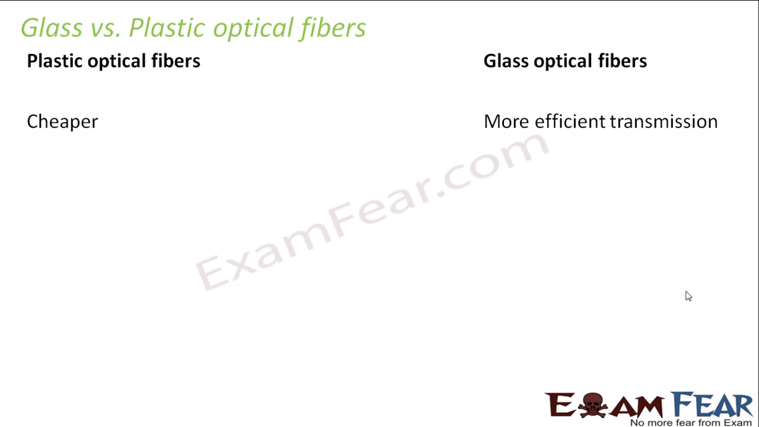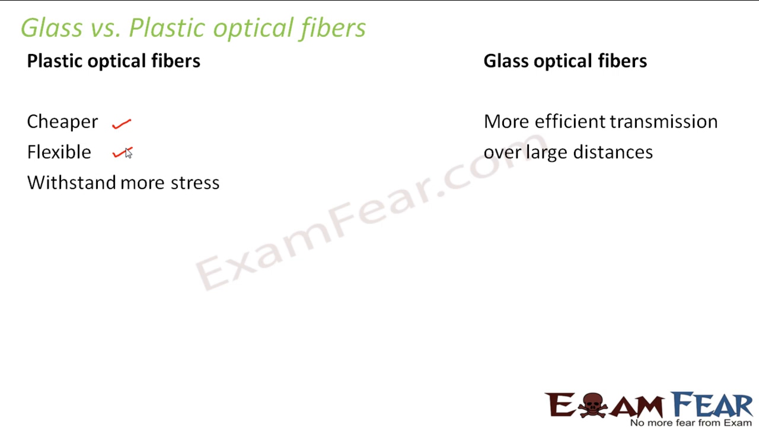When we talk about plastic optical fibers, they are cheaper as compared to glass. They are flexible, because they are not brittle, so there is no fear of them getting broken. They can withstand more stress because they do not break down. Less efficient transmission is where they fail. This is a disadvantage for plastic optical fibers. They are not very good at transmission because of the higher losses involved with plastics.